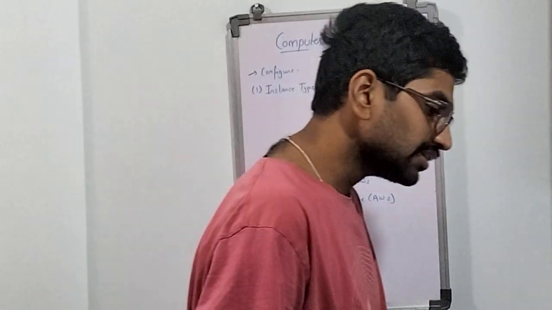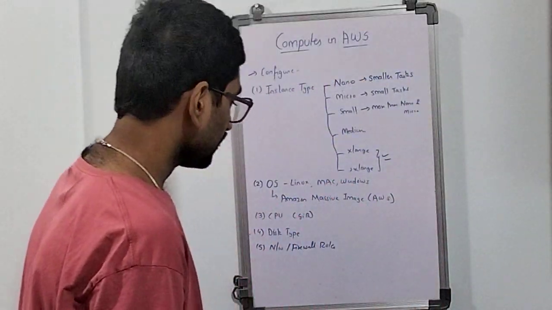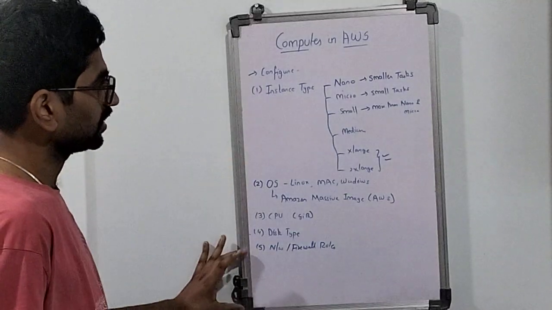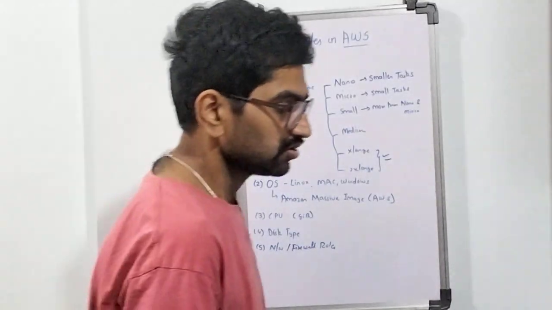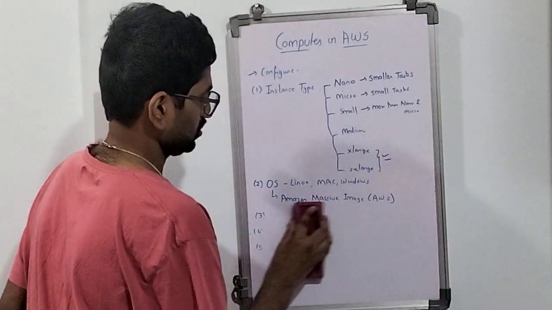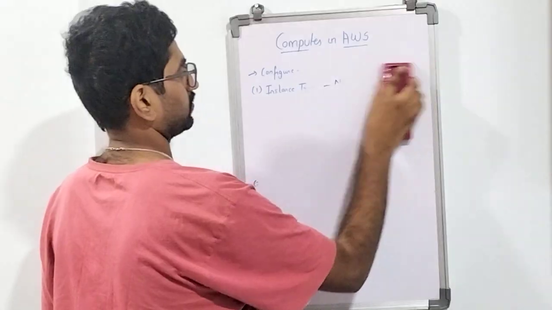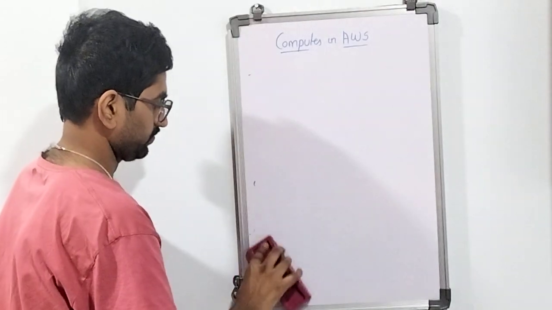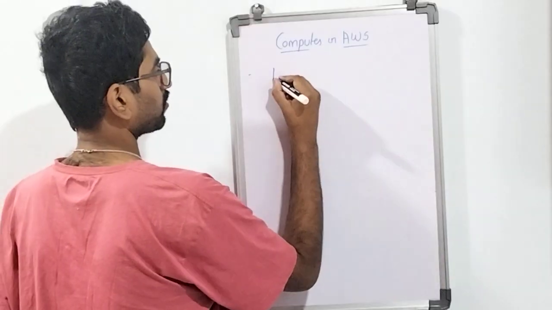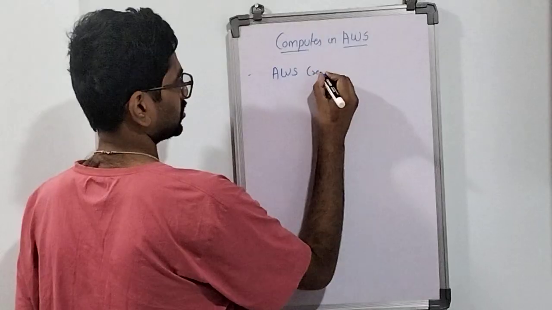Okay, so these are some of the things that you should know before this. Now these are some of the rules that you should know for how you can configure AWS. So now one important concept is how you can create the instance in AWS.